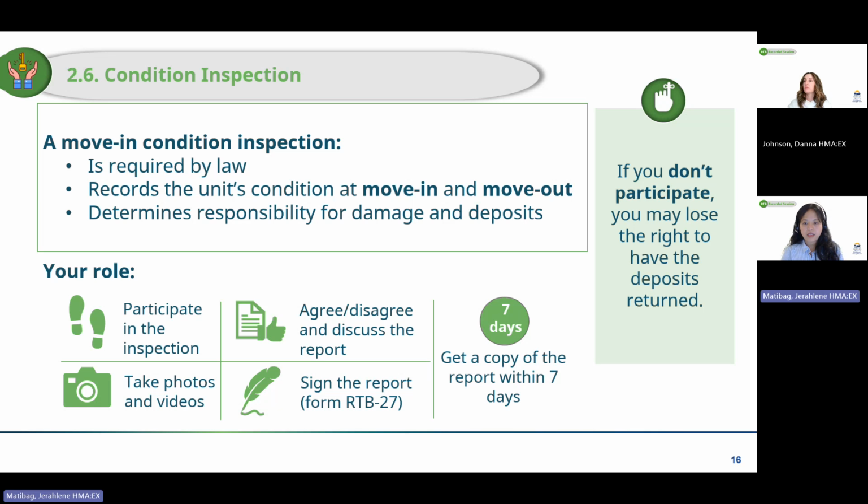And then lastly, get a copy of the report. So the landlord must give you a copy of the completed Form RTB27 within 7 days. But we highly encourage renters to be very proactive. So if you don't receive it, request it in writing. And if the landlord fails to provide you the copy, they may lose the right to claim against your deposit.